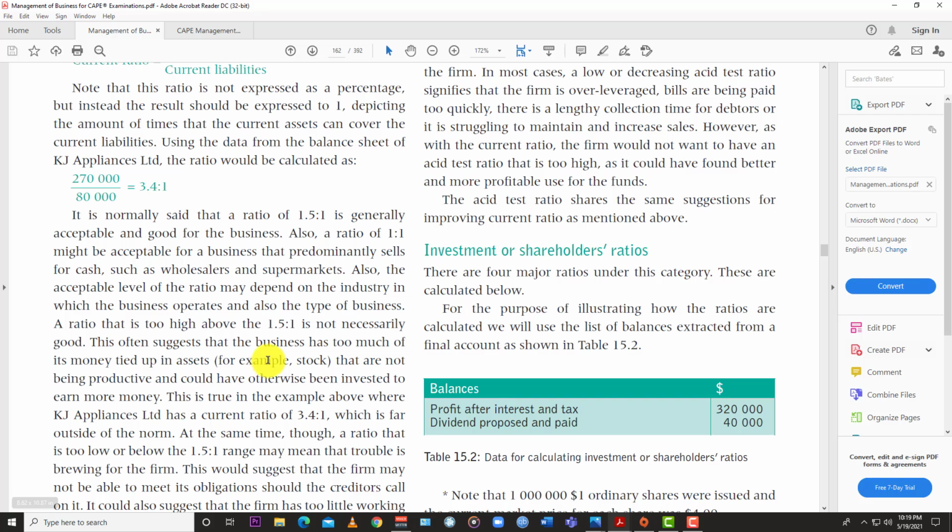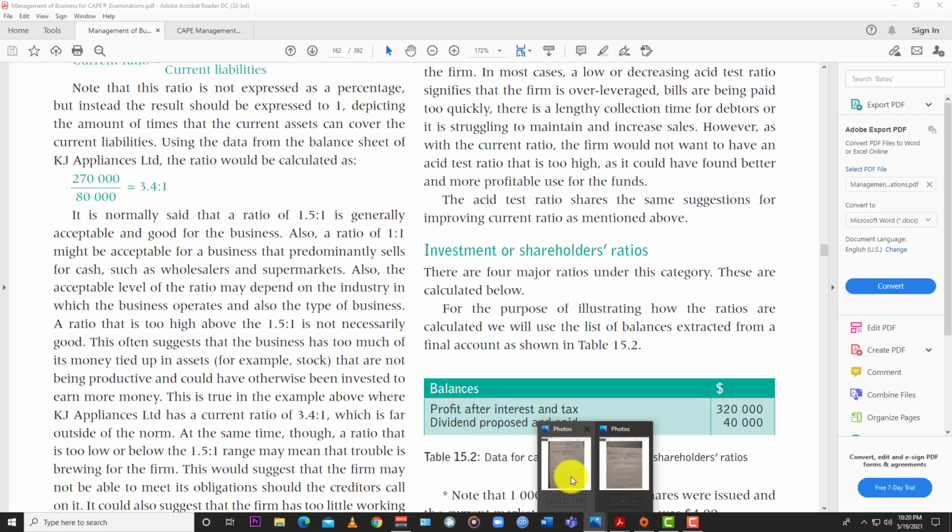What does that mean? This often suggests that the business has too much of its money tied up in assets, for example, stock. So they're saying because it's above 1.5 to 1, it's 4.35, that's a bad thing. It's not in good standing as it relates to that. That means the company has far too much of its money tied up in assets, for example, stock.